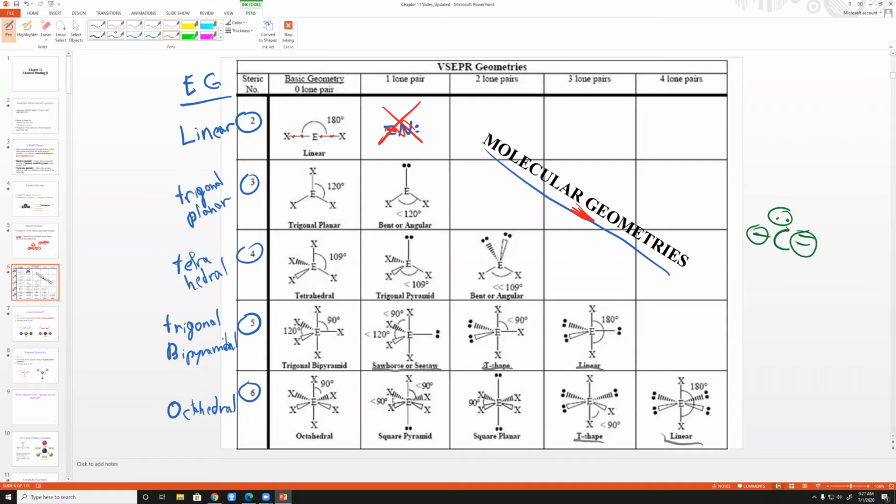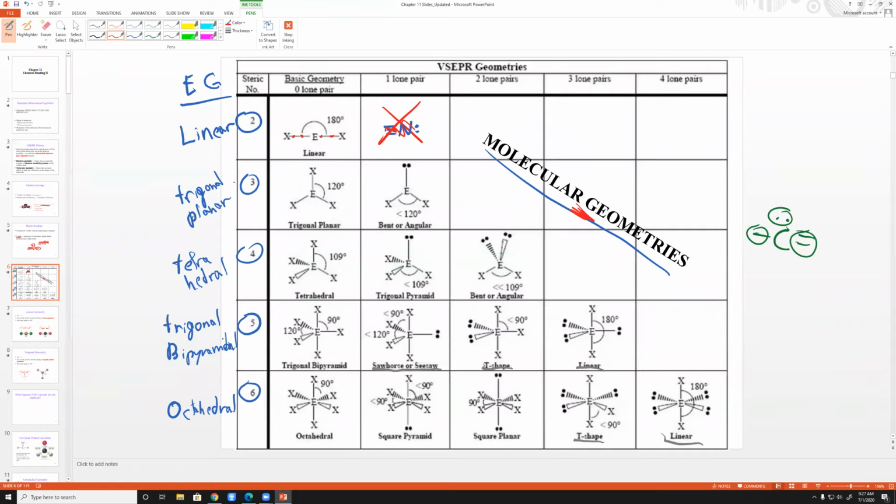Okay, cool. Good question. All right, so now let's go to steric number 3 for molecular geometry, and I'll explain why. So first you have no lone pairs, and on the top, on the x-axis here, if you want to call it that, you have the number of lone pairs. So with no lone pairs, the molecular geometry is going to be the same as the electron geometry.